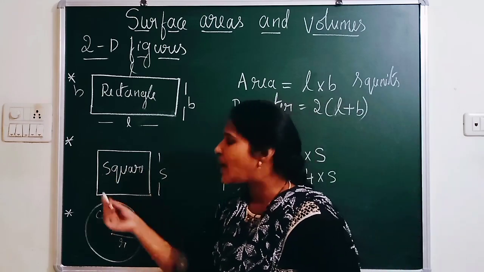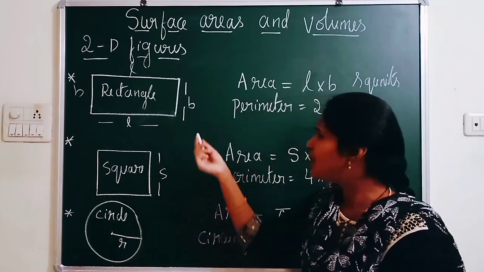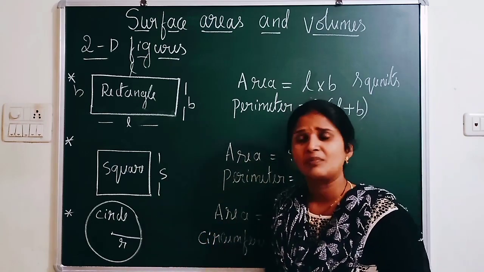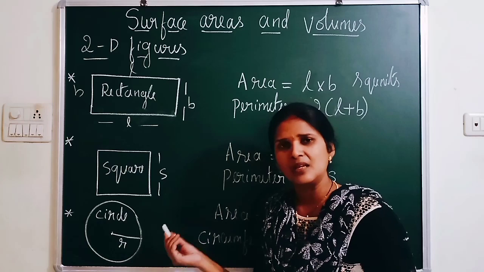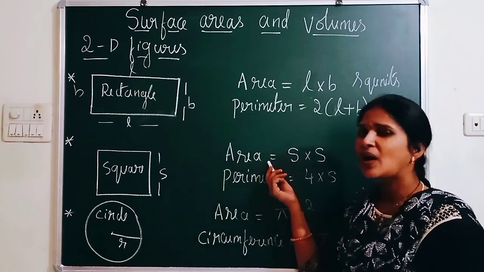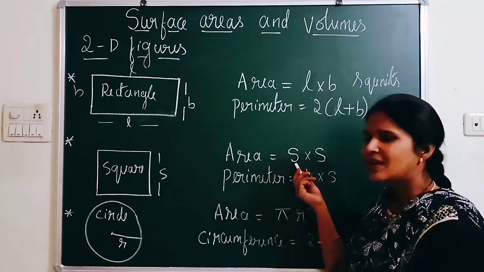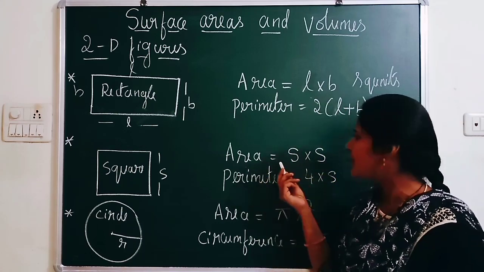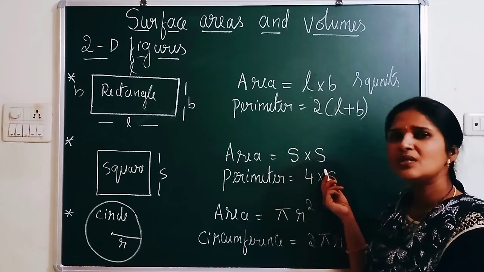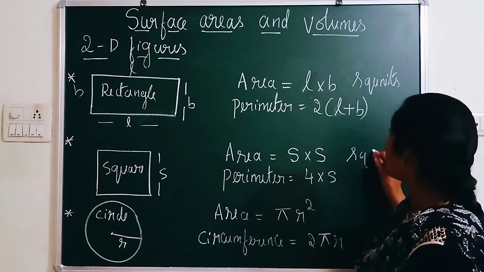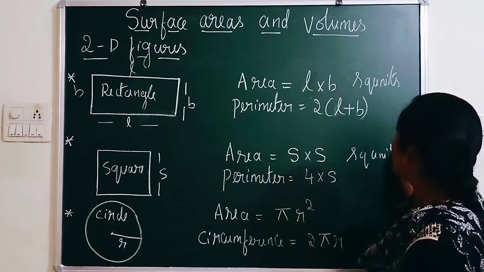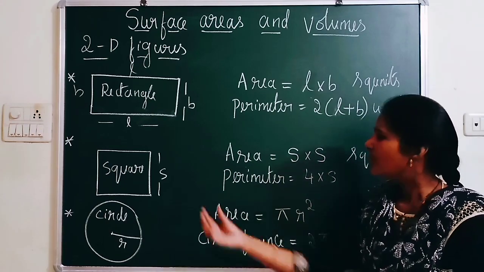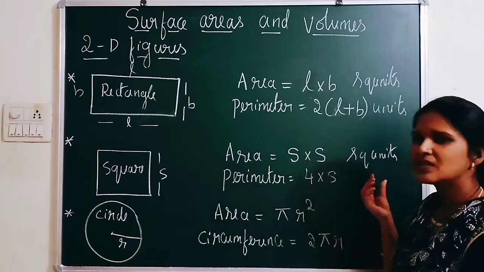Next comes square. As you know, area of rectangle is length into breadth. In a square, length and breadth will be the same. That is, all sides of the square are equal. Therefore, area of square becomes, instead of L, side, and instead of B also side. That is, area of square is side into side square units. For perimeter you get only units.